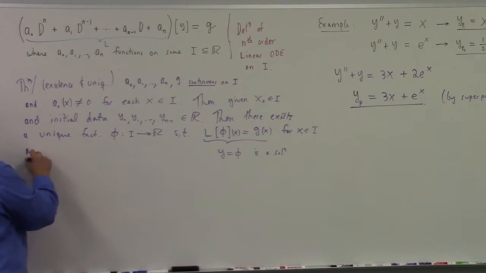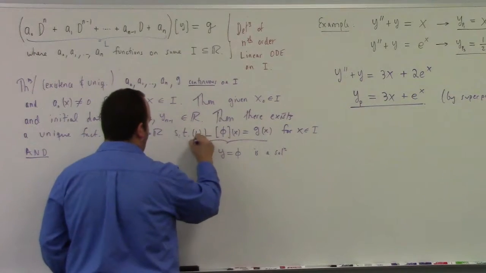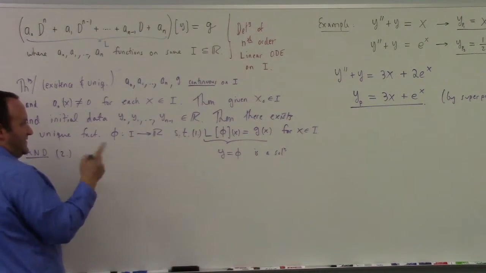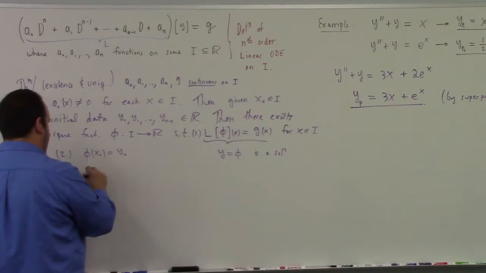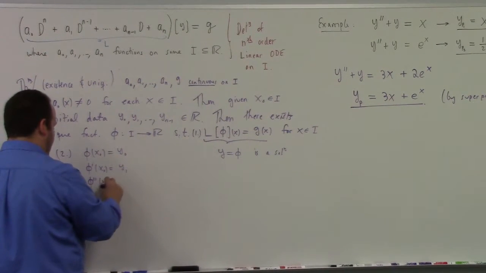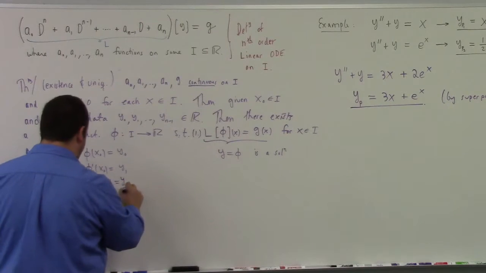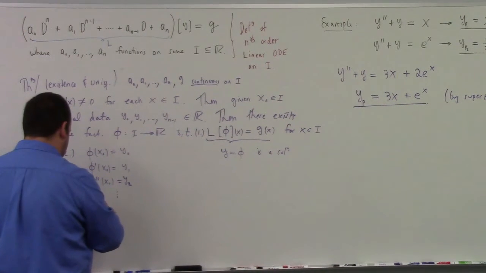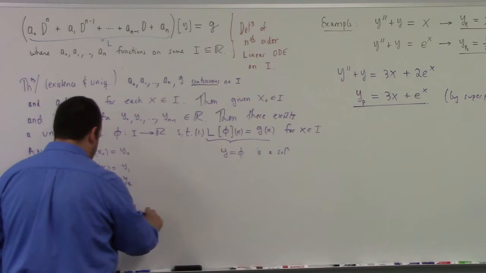And more than that, more than it just being a solution, right? What is this phi? It does certain things, right? One, it's a solution. And two, it matches the initial data in the following sense. Phi of x naught is equal to y naught. Phi prime of x naught is y1. Phi prime prime of x naught is what? y2, all right, yeah. And so on it goes, all the way down. The n minus 1th derivative at x naught is equal to y sub n minus 1.